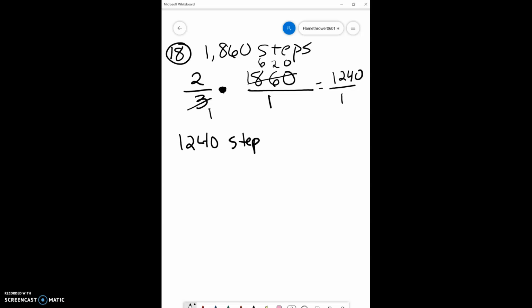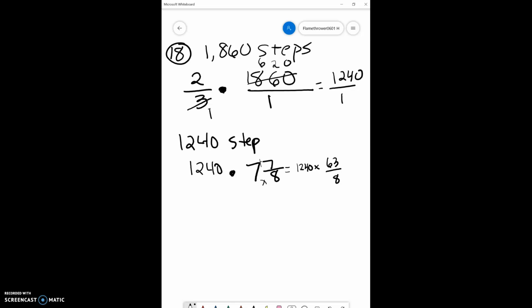Each step is 7 7/8 inches. So if we climbed 1,240 steps and each one was 7 7/8, we have to multiply. So first, to multiply fractions, you have to change it to an improper fraction. So we're going to get 1240 times 7 times 8 is 56 plus 7 is 63 over 8.